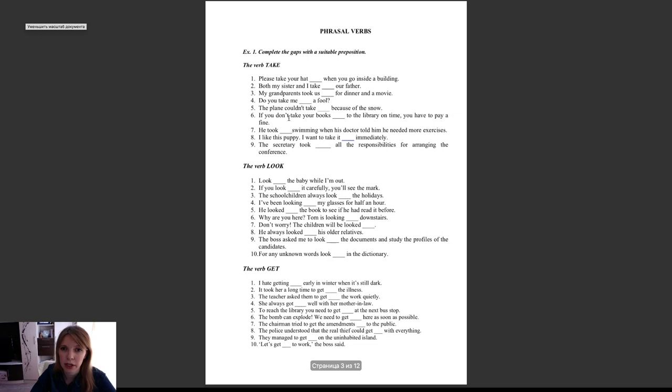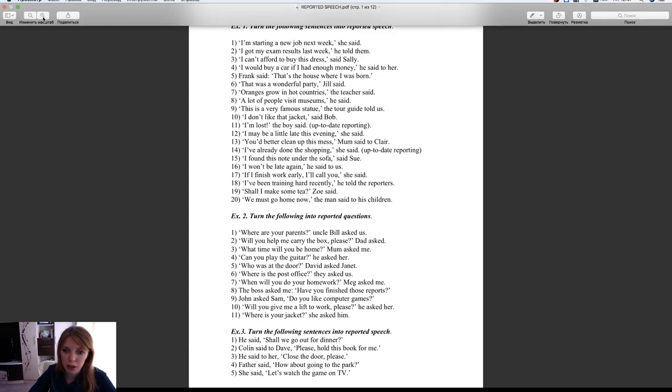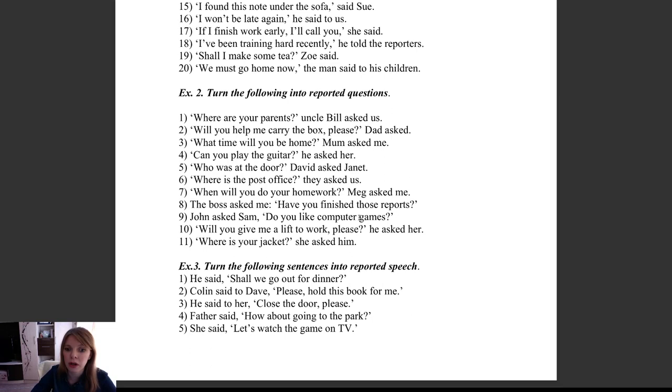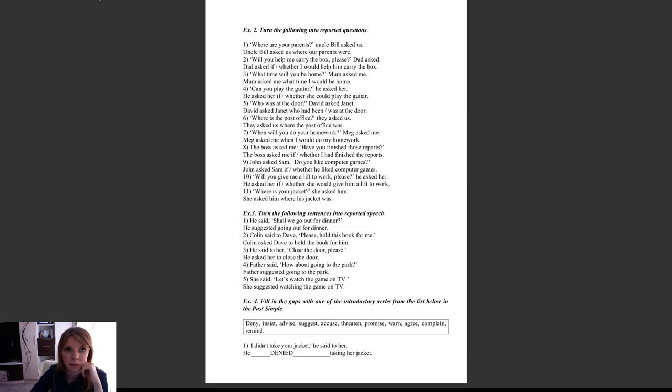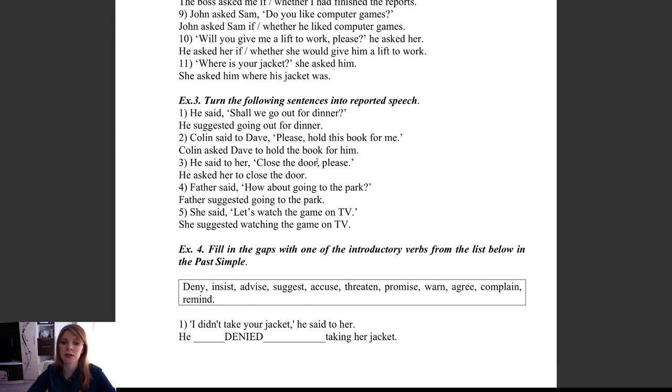Practice. Exercise number 3. So, I give you a couple of minutes to do exercise number 3 and to turn the following sentences into reported speech. There are only 5 of them. So, please don't forget to press the pause button, do the exercise, and then listen to my commentaries and check your answers. And I comment on the right answers. Okay, here it is.